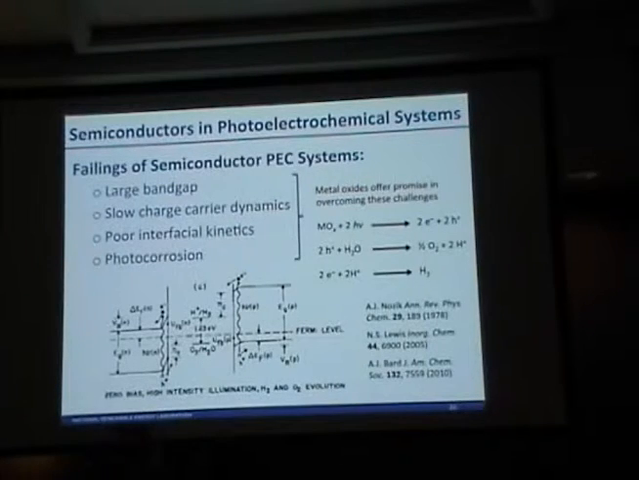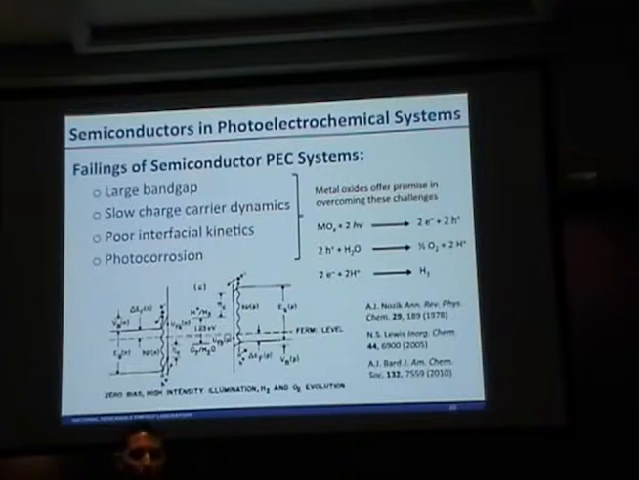And so metal oxides, as I noted before, since the early 70s have been promoted as one of the best materials for these types of photoelectrochemical systems. The problem with those and many other semiconductors is they potentially have a large band gap, they have slow charge carrier dynamics, poor interfacial kinetics, so that's how the reactions happen at the surface to actually make the hydrogen and oxygen from water. And it's not as much of a problem for metal oxides, but certainly for other semiconductors that have been tried, more the traditional photovoltaic type semiconductors that you can think of, photocorrosion is a big issue.